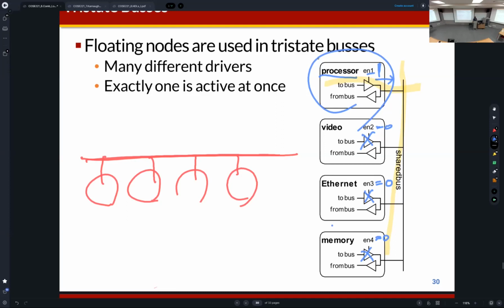But if multiple enable signals become 1, it will work incorrectly, right? So we need to avoid that situation. If we implement a shared bus using tri-state buffers, then only one of the control signals needs to be 1.